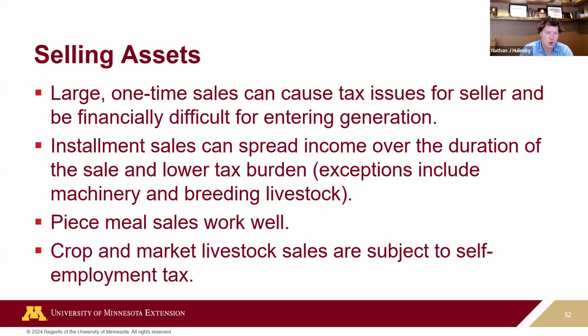Installment sales can spread income over the duration of the sale and lower the tax burden. So maybe we're going to have an installment sale over a 5 or 10-year period, which can be beneficial. Piecemeal sales also can work well, where we sell the tractor this year, the combine next year, and cows the year after. That's where the piecemeal option comes in.